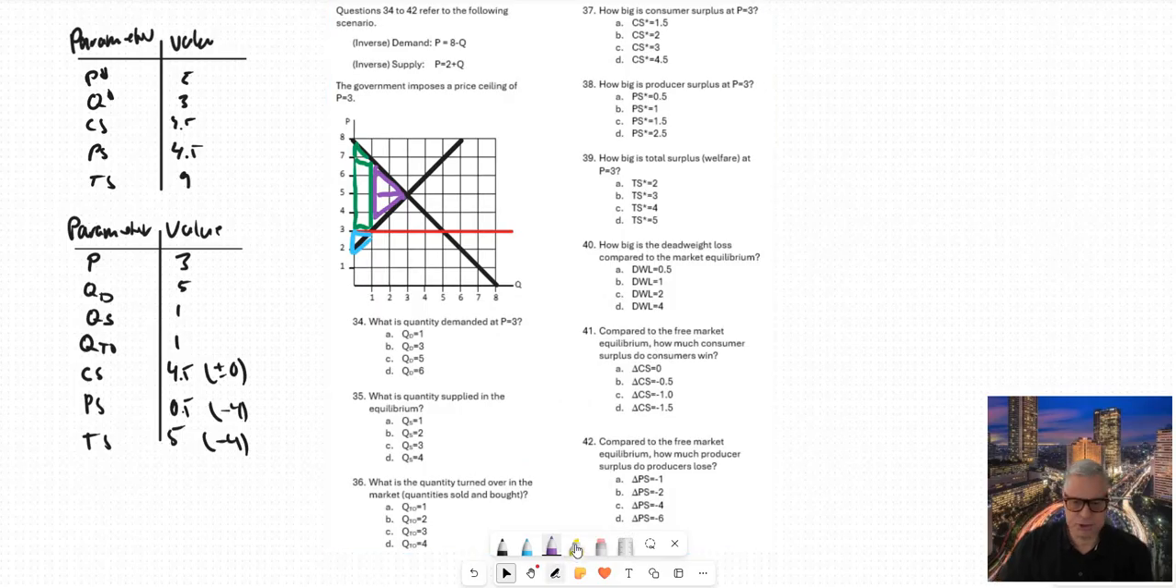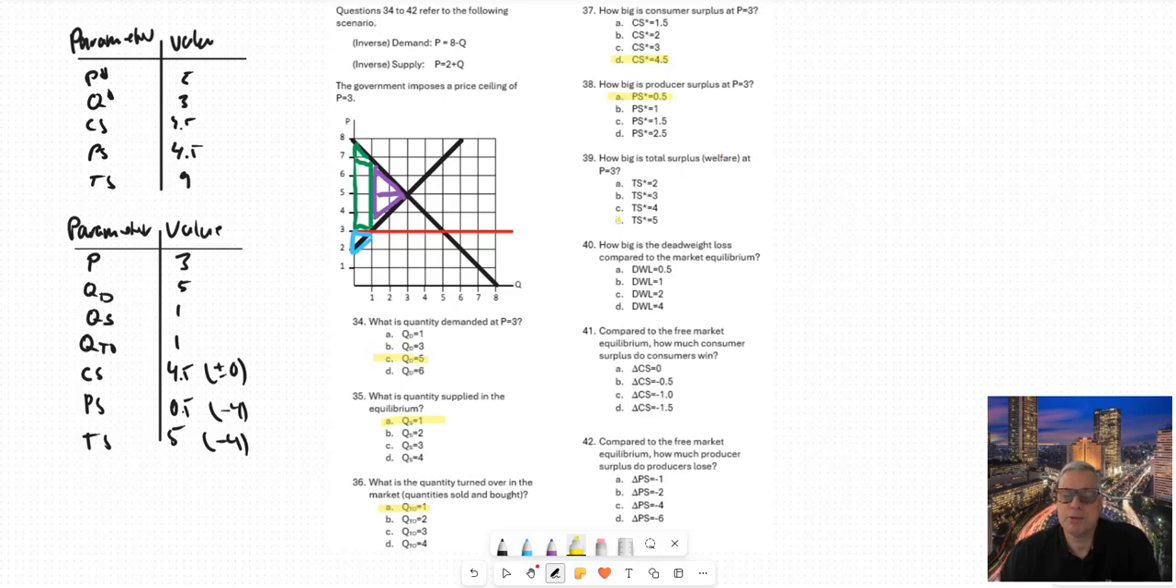Okay, so now we can answer the questions. What is the quantity demanded at the price of 3? The quantity demanded, we said, is 5. What is the quantity supplied in the equilibrium? That's 1. What is the quantity turned over? Well, that's only 1. How big is consumer surplus? Well, it's still 4.5. How big is producer surplus? So producer surplus is now only 0.5.